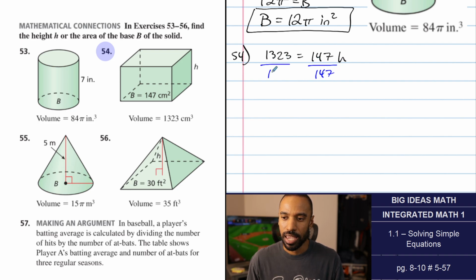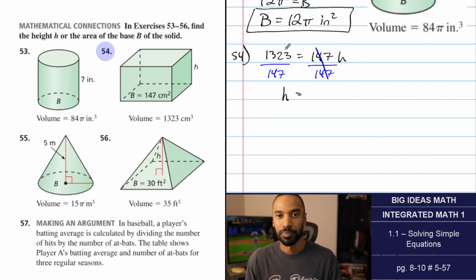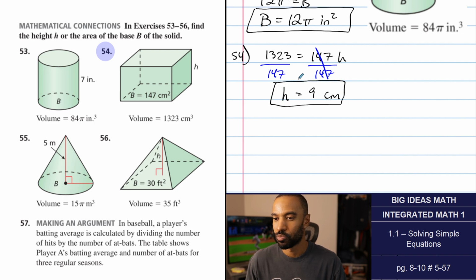In any other sense, if someone asked me straight up, quick, what is this division, I wouldn't know. But in a situation like this, where it seems like they're giving us nice, clean numbers, it looks like it's going to be 9. Because 147 times 10 is 1470. If you take away a multiple of 147, I think you get 1323. So I'm going to say that's 9 centimeters. I'm not even going to double check that. It's just what I think it is.